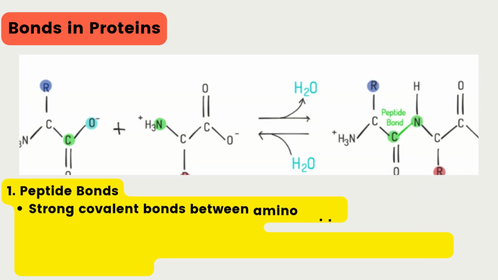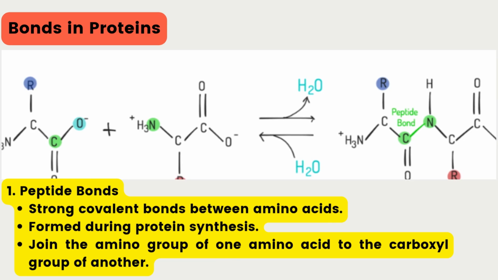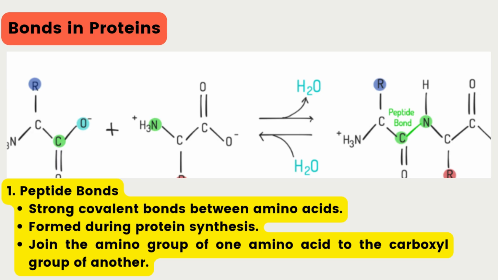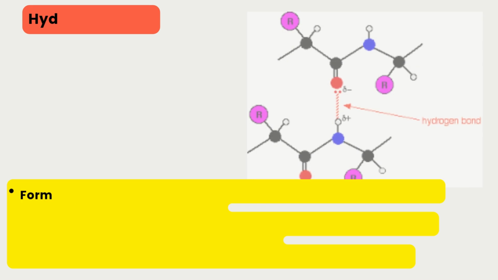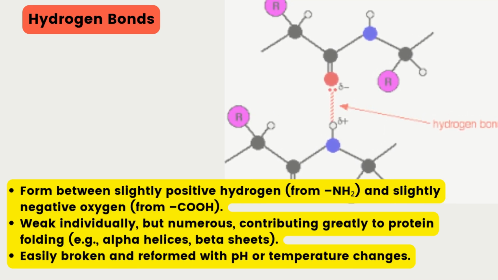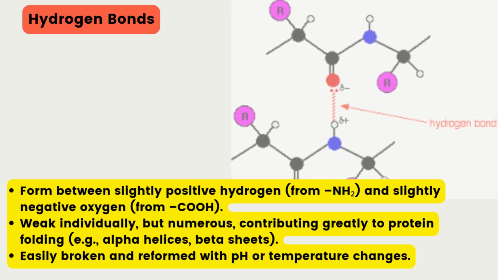Bonds in proteins. Peptide bonds, strong covalent bonds between amino acids, formed during protein synthesis, join the amino group of one amino acid to the carboxyl group of another. Hydrogen bonds form between slightly positive hydrogen and slightly negative oxygen. Weak individually, but numerous, contributing greatly to protein folding, example alpha helices, beta sheets. Easily broken and reformed with pH or temperature changes.